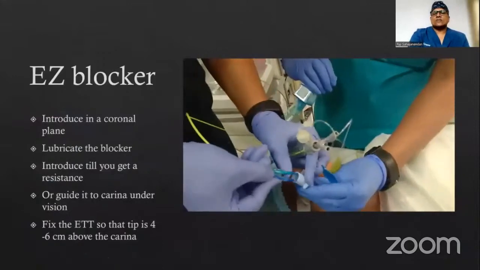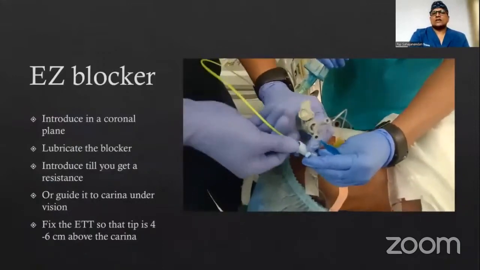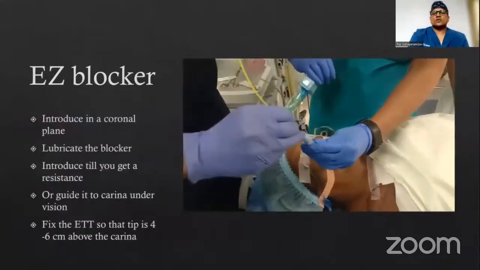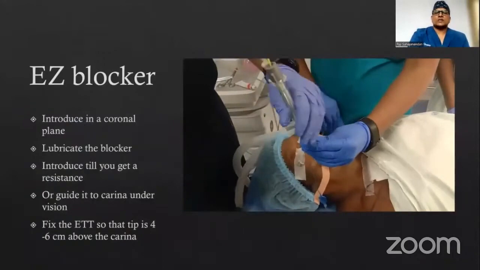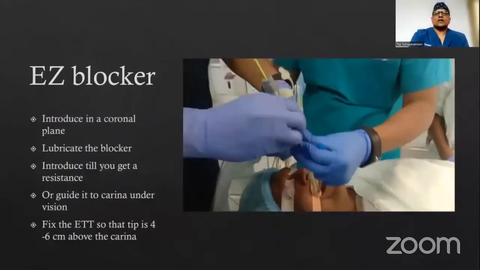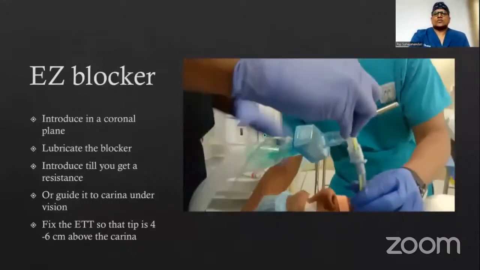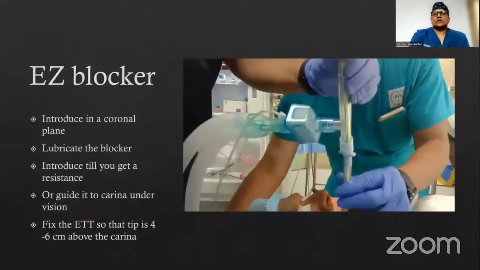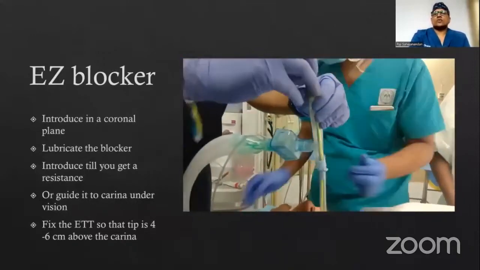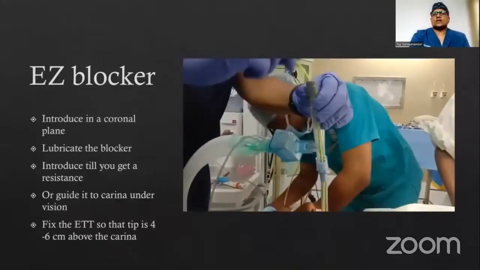Introduce it with the lubricant jelly, and pass it till you see a bit of resistance. When you have the resistance, you expect that the blocker has gone and sat onto the carina. Again, you can connect and ventilate, so you don't have to worry about desaturation. That much resistance is only needed.